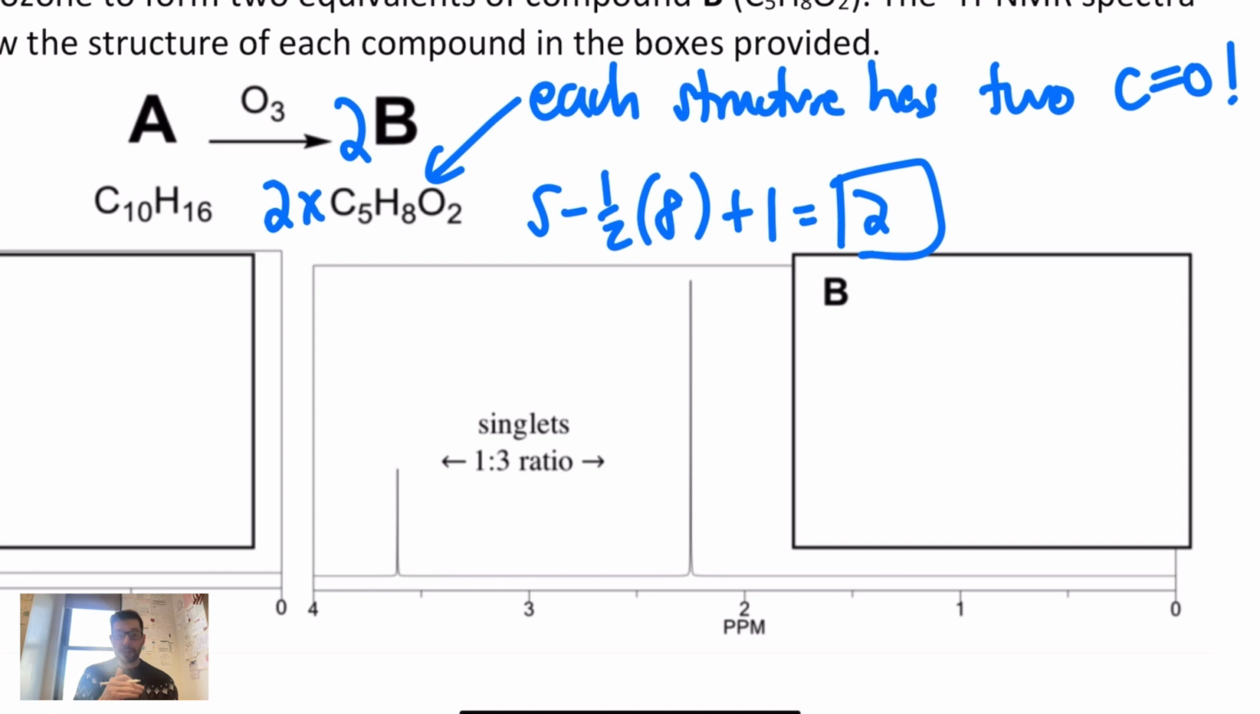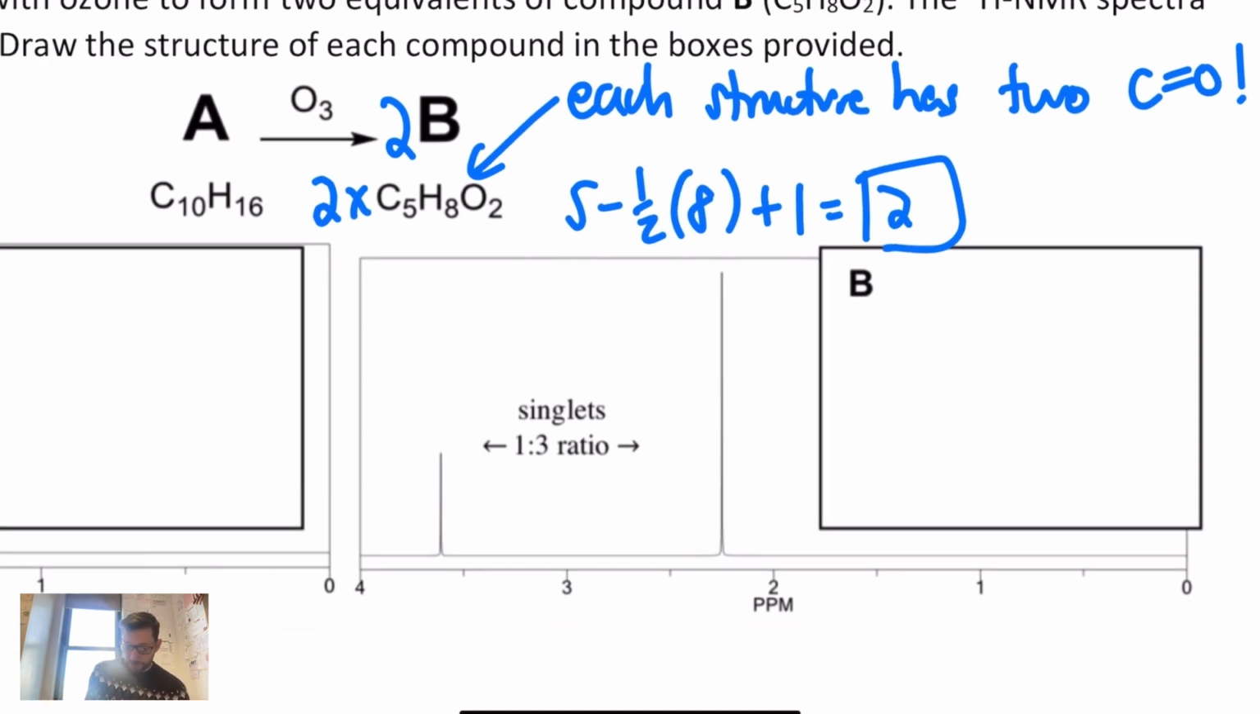And the 1-to-3 ratio must mean the integration is 1-to-3. Remember, NMR just tells you relative ratio. It doesn't tell you the absolute, but you can figure it out really quickly. If there's a total of 8 H's and it's a 1-to-3 ratio, that must mean it's the same thing as a 2-to-6 ratio, so that they add up to 8. So here's a 2 hydrogen signal and a 6 hydrogen signal. So what could explain these signals?